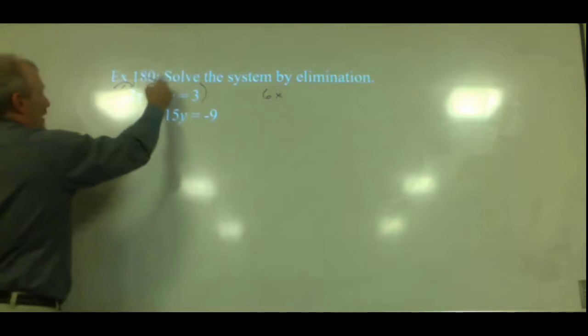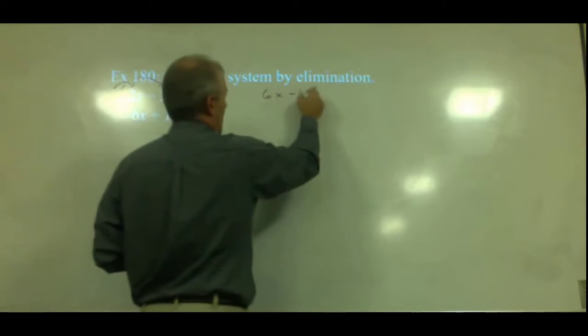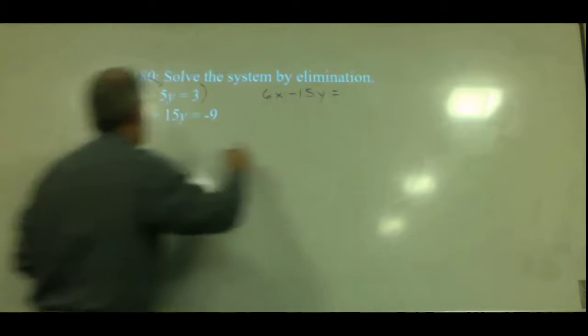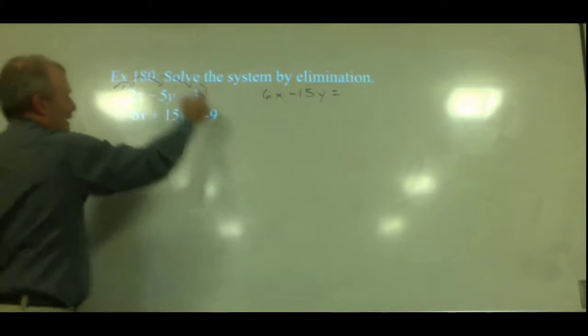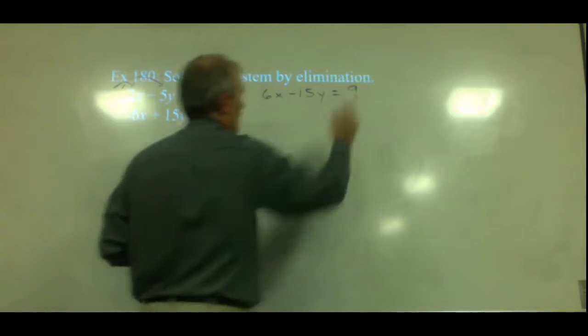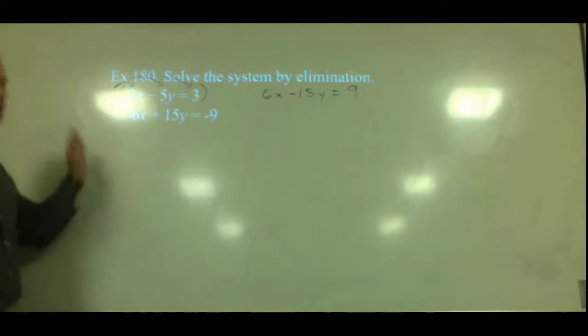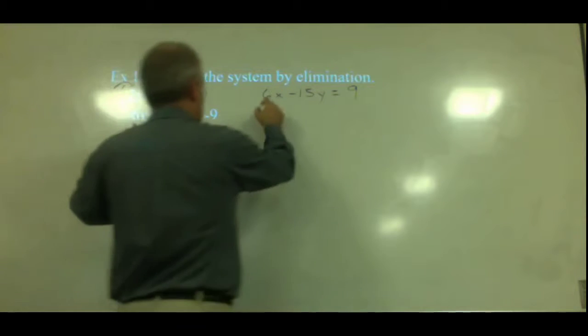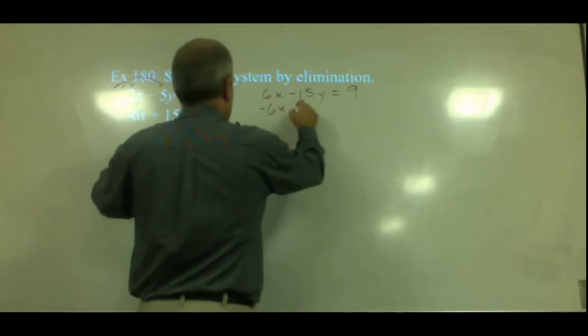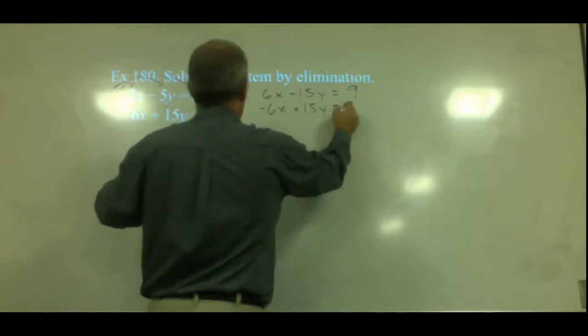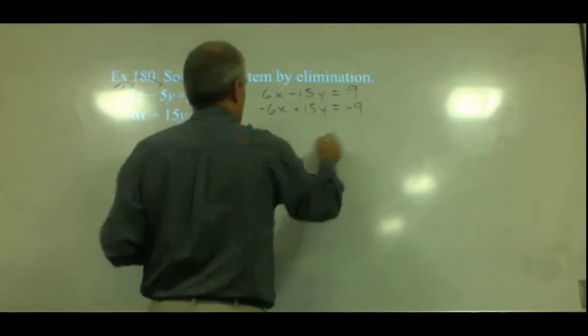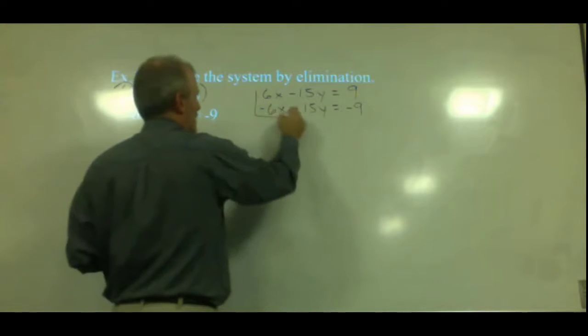We're going to get negative 15y. We have our equal sign, and then we're going to get 9. Okay, now on the bottom, we're just going to copy it down. So negative 6x plus 15y equals negative 9. So we match these up.